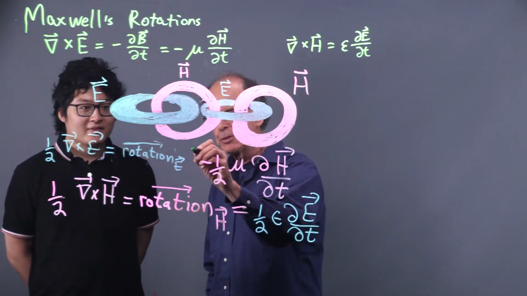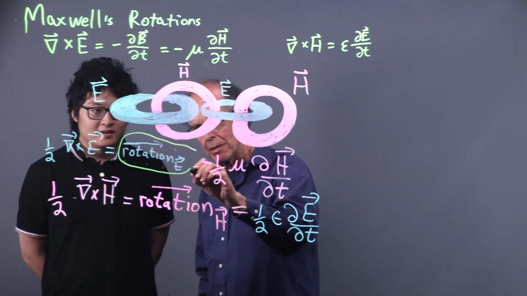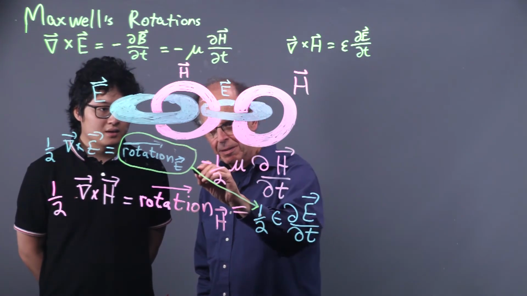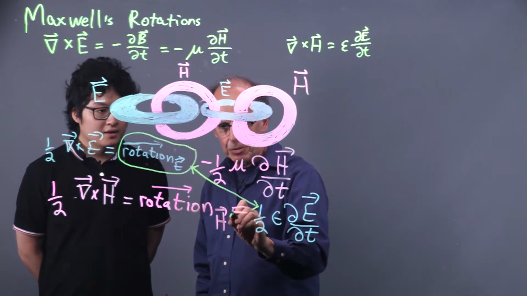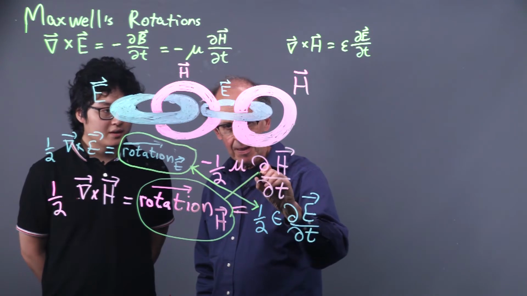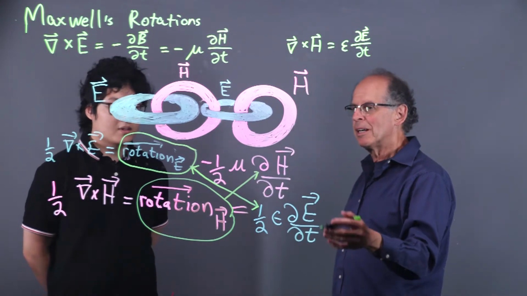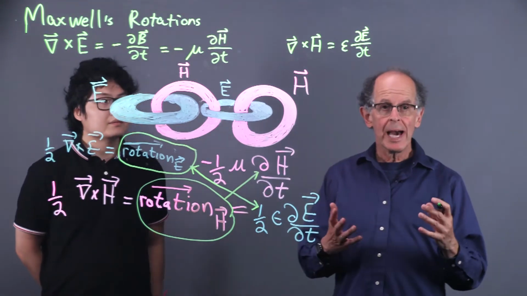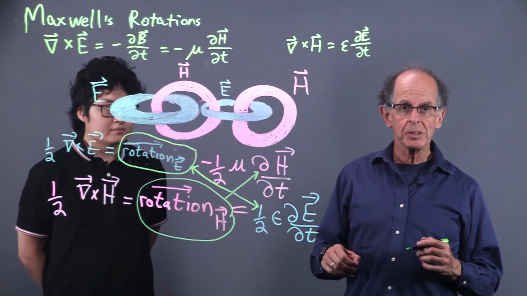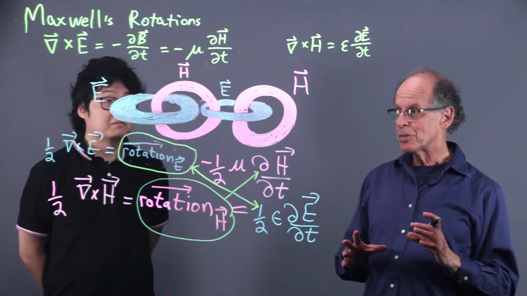Let's see. So we have rotation of E appearing here. But we also have E appearing here. And we have rotation of H here, appearing there. So this diagram illustrates the coupling of the rotation. So the last two Maxwell's equations are, you can see from the picture here, coupled rotations. Now, how do we uncouple the rotations?